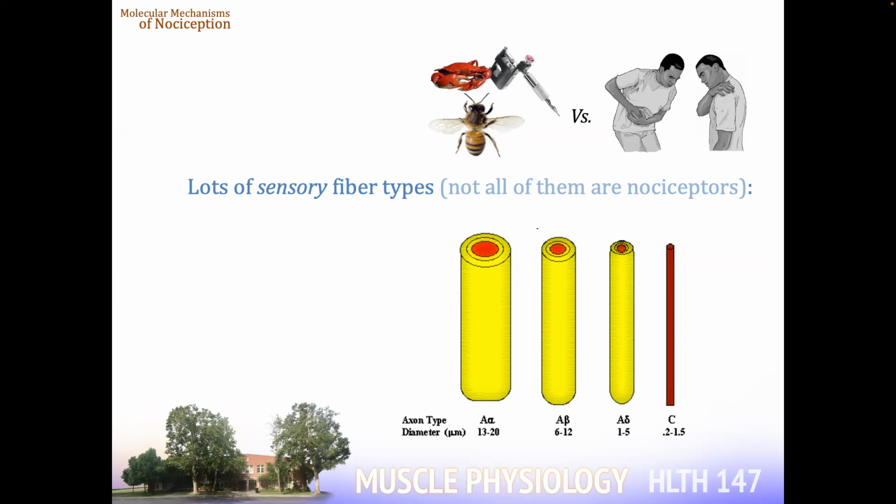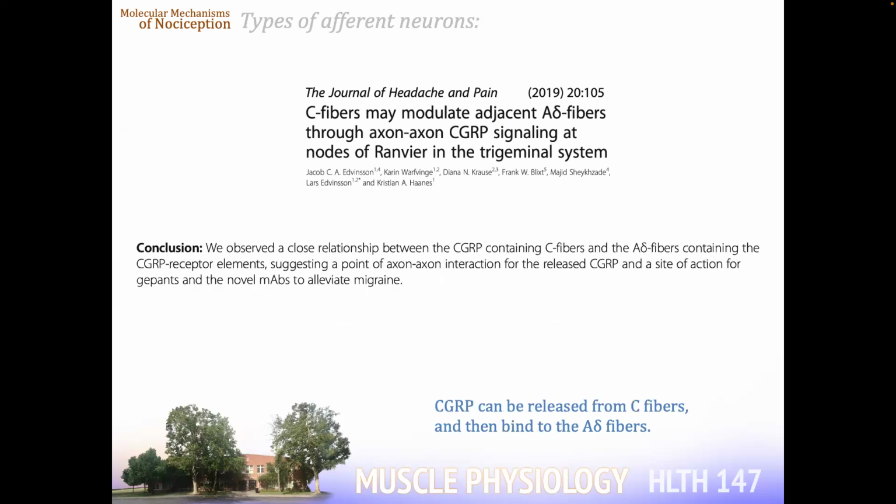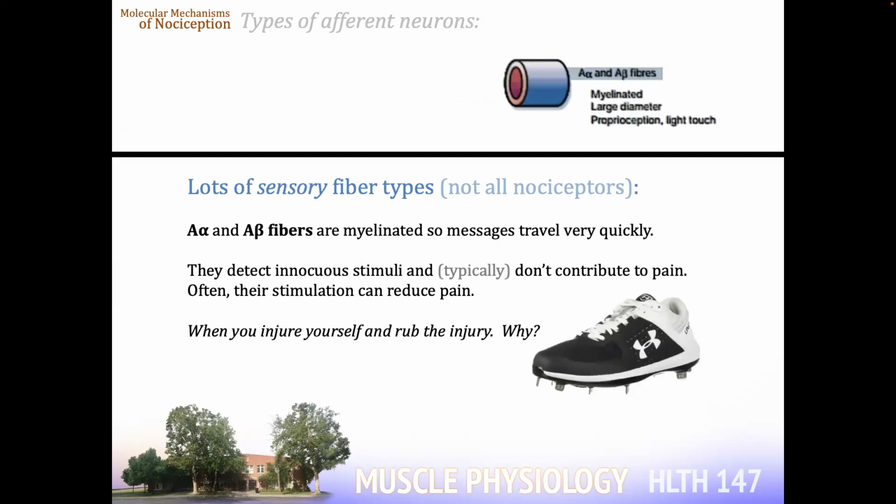C fibers are slower to set in. They're diffuse, but they're slower also to dissipate. Now you don't need to know this, but nerves aren't isolationists. They interact. There's communication between nociceptor types. One mechanism of this is that C fibers can release CGRP, and that can bind to the A delta fibers.